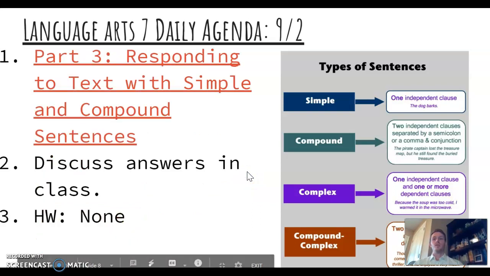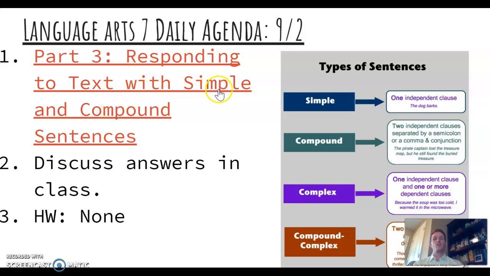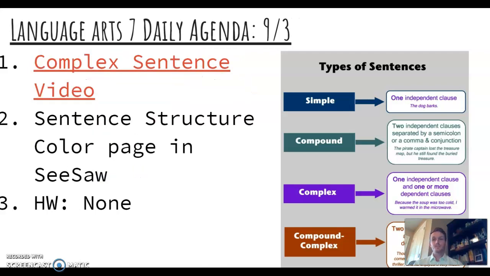Moving on to Wednesday, students will be responding to text by writing a short paragraph going over what a simple and compound sentence is. They'll do a little bit of research, and then they'll have to write their own paragraph using simple and compound sentences. Then we'll discuss those answers at the very end to make sure students have an understanding of those two types of sentences.